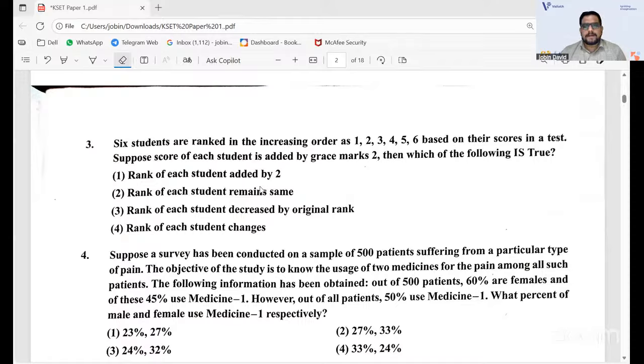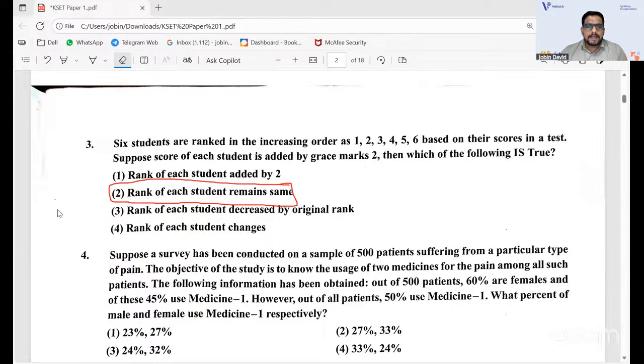Obviously, when you have the scores in a test, every one is added 2 marks. So obviously, no change will be there with the rank. So if you go with the third option, the answer is that the rank of each student remains the same. That is the answer for that question.